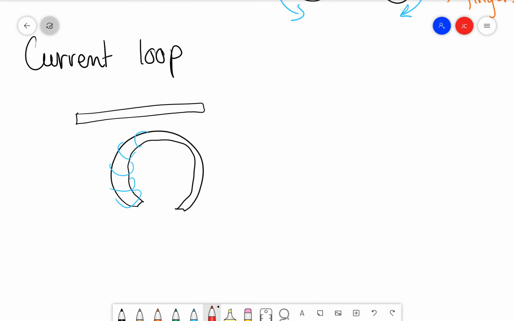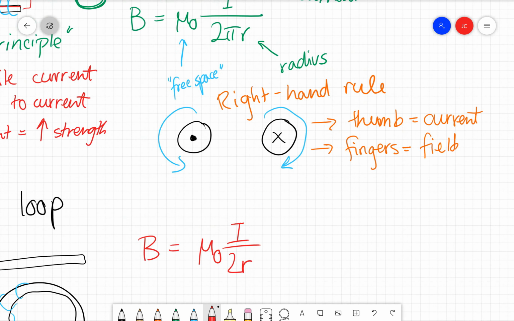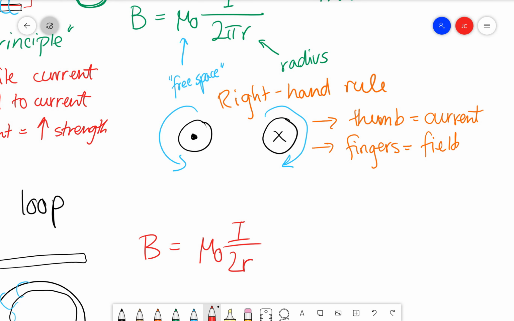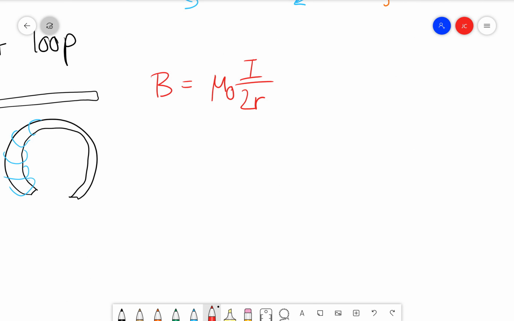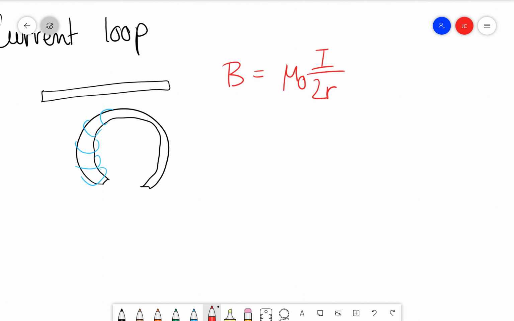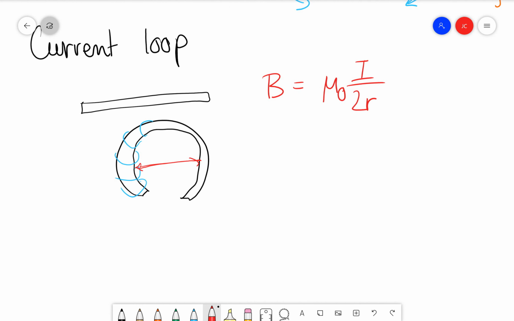The formula for a current loop looks like this. And if you notice, the only difference between this formula is the formula for the straight conductor had a pi beside the 2r, whereas this doesn't. That radius is literally the radius of the current loop. Again, they follow the same right-hand rule, same everything. They're kind of just a side note here.